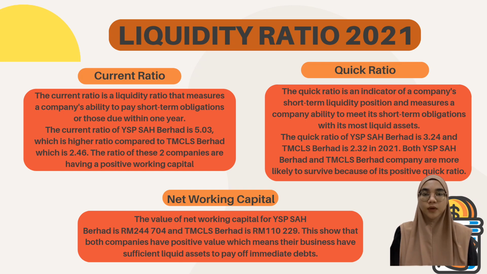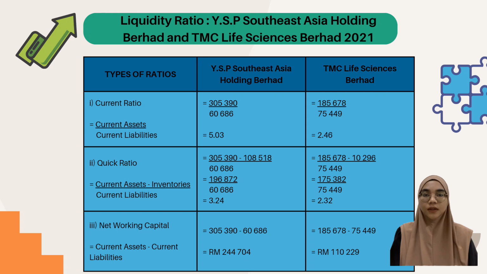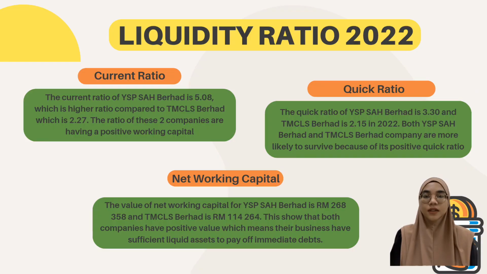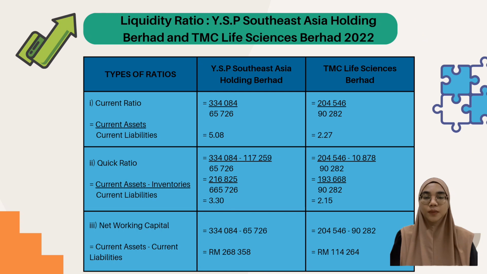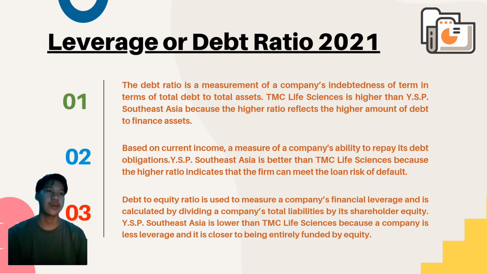I will also talk about liquidity ratio in different companies but the same year. The formula of ratios under liquidity ratio is the same as trend analysis. For example, as you can see, the current ratio stated here for YSP is 5.03, which is a higher ratio compared to TMC with 2.46. Both companies have a positive working capital. The current ratio also shows that liquidity ratio measures a company's ability to pay short-term obligations, or those due within 1 year.